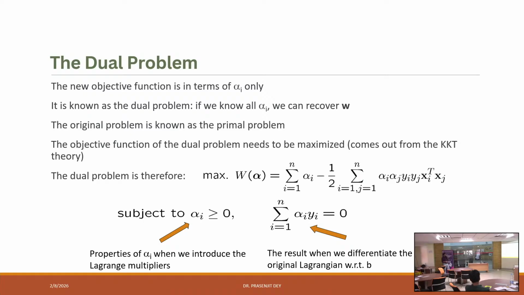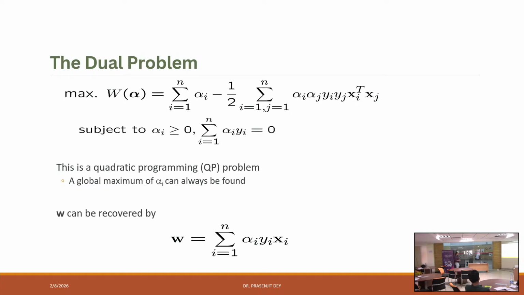Like I told earlier, if you know all the alpha, you can recover W, but if you know W, you cannot individually identify alphas. The initial problem was the primal problem; this is the dual problem. It is now a common optimization problem with a single parameter alpha I. A global maximum alpha I can always be found. That means you are always going to get an alpha I that is going to maximize this function.